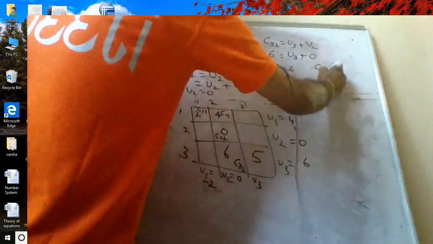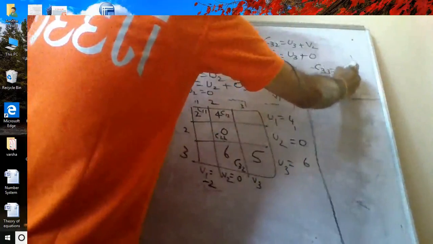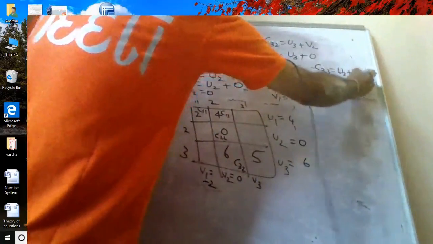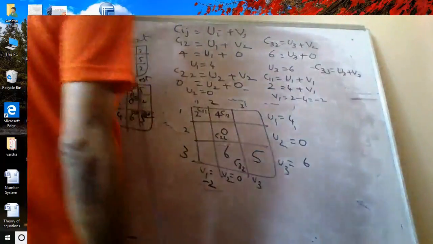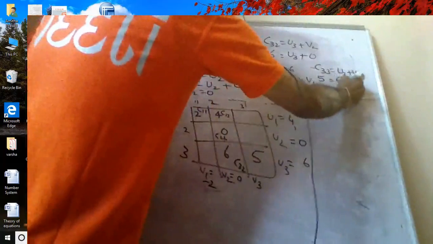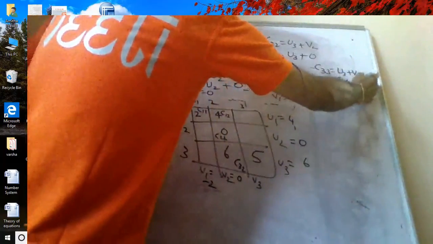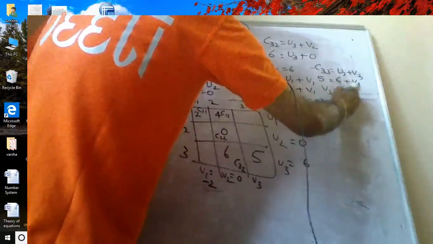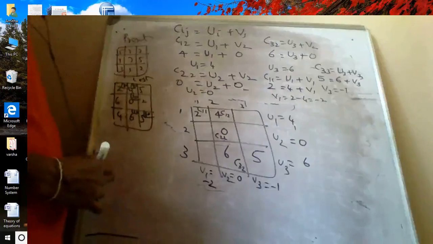Then last, C33 is U3 plus V3. C33 is 5, U3 is 6, so V3 is minus 1. I hope all of you are clear. So use this formula: Cij is equal to Ui plus Vj.